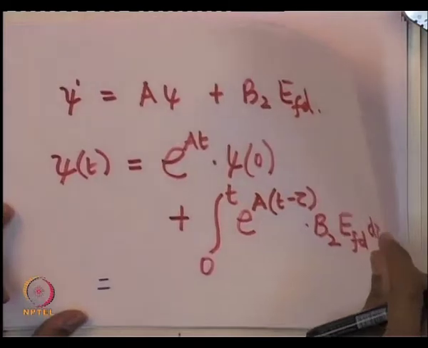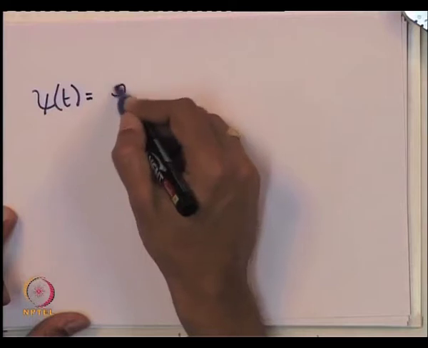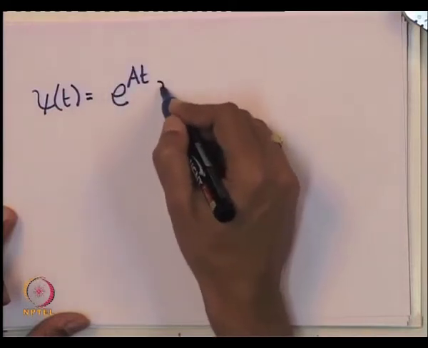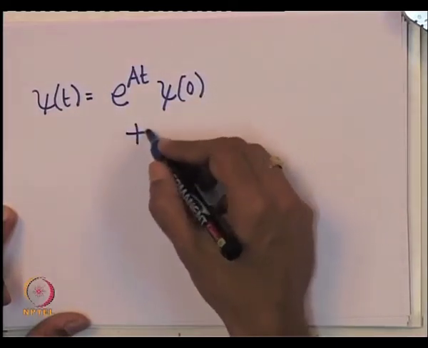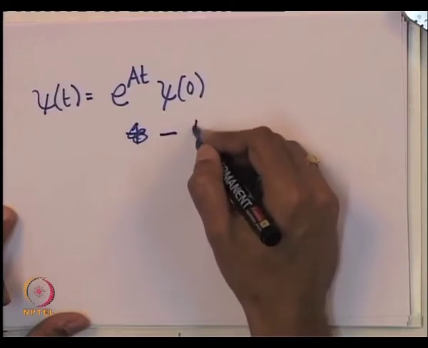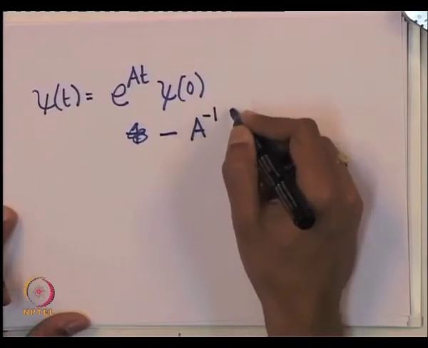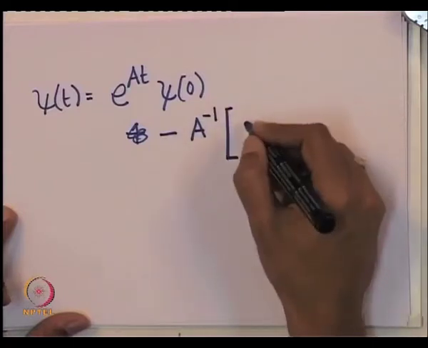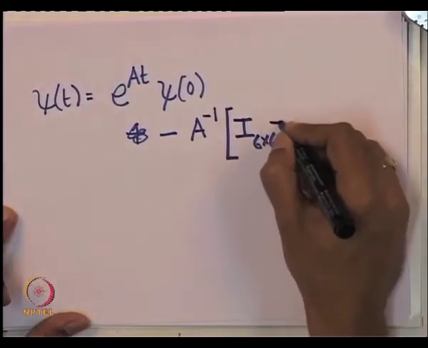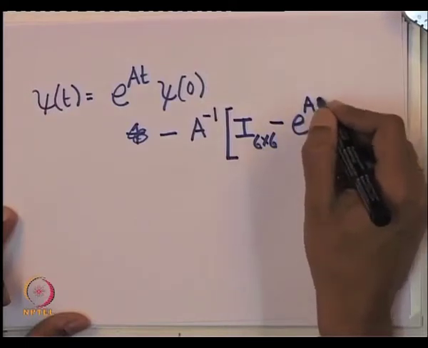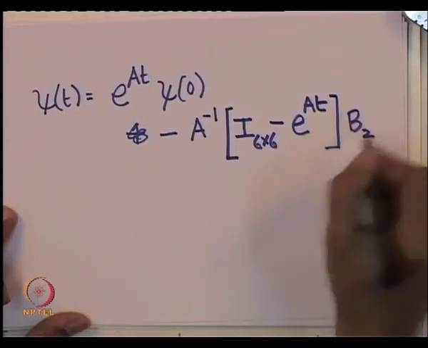We will rewrite it on another page. Psi of t is nothing but e raised to A t into psi of 0, plus, or rather it will be minus of A inverse, times a 6 by 6 identity matrix minus e raised to A t, into B 2. So, this is the time response.